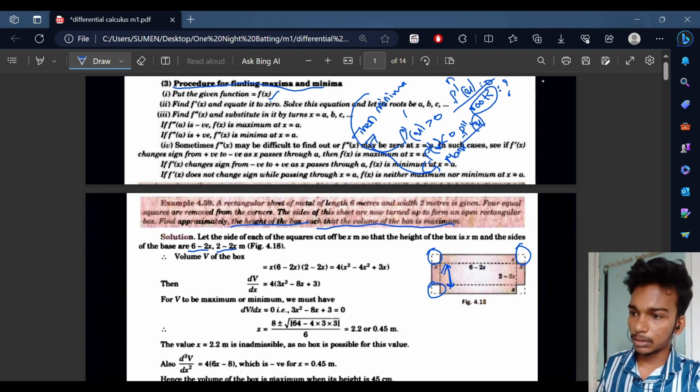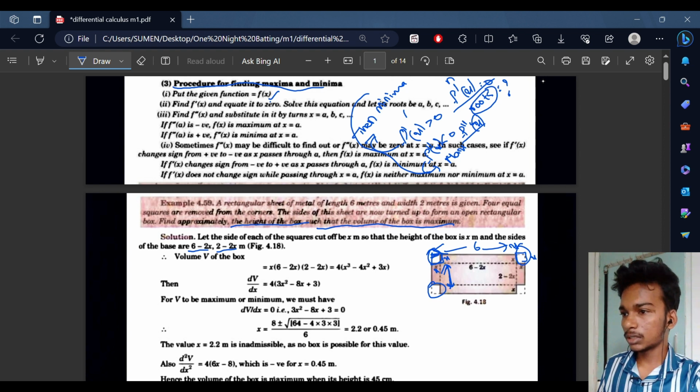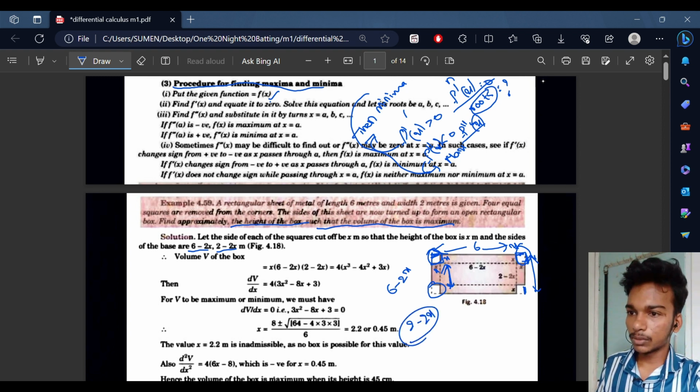How we formed it: just consider a square over here which is of side x, x, and over here x, x. The total length given in the problem is 6, from this corner to this corner. Now we are removing x distance here and x distance here, so the length of the base becomes 6 minus 2x, and the width is 2 meters as given in the question. Here we are removing 1x and here we are removing 1x, so the width will become 2 minus 2x. That's what we wrote here.